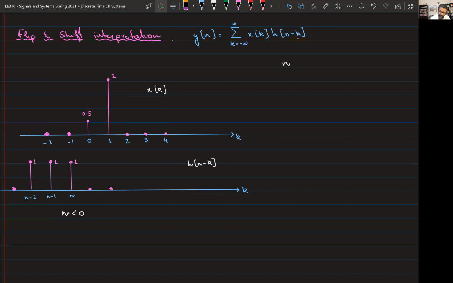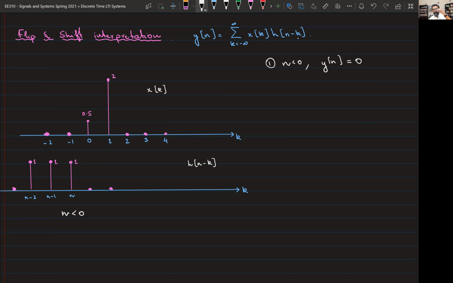So n is less than 0. Then what can I say about y of n, just by looking at this flip and shift? Is there an overlap? No. So excellent, right? So this is 0. Okay, there's no overlap.